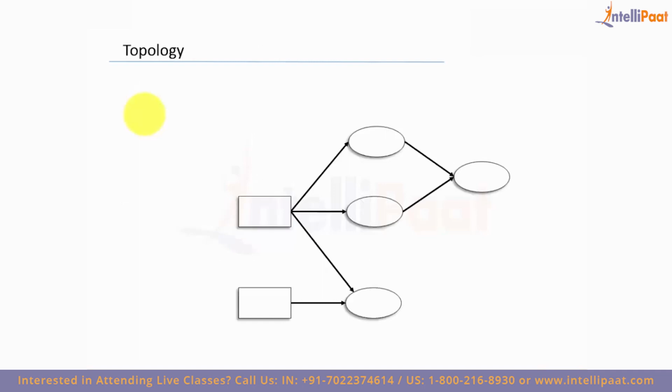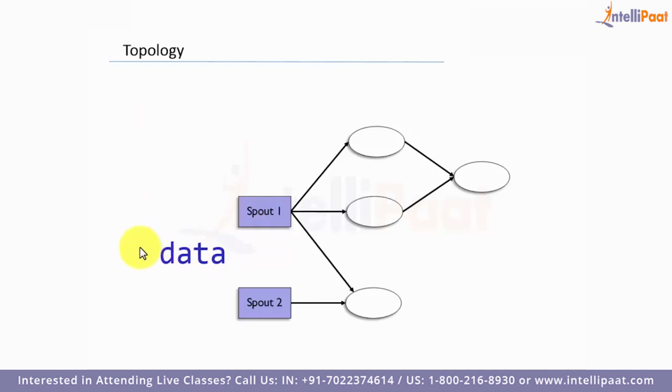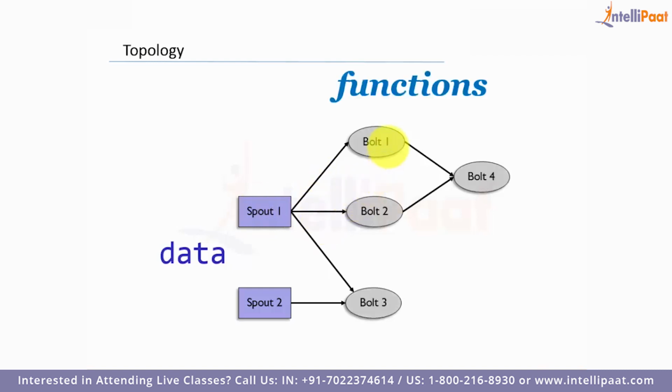Moving ahead, let's take an example of a topology. In this diagram, you can see some blank rectangles and some blank ellipses, which are connected by arrows. The rectangles in the picture are the spouts, and they are the receivers of the data which is going to be published. The spouts will receive the data, and the arrows from the spouts signify the stream of data which will be the input to the bolts.